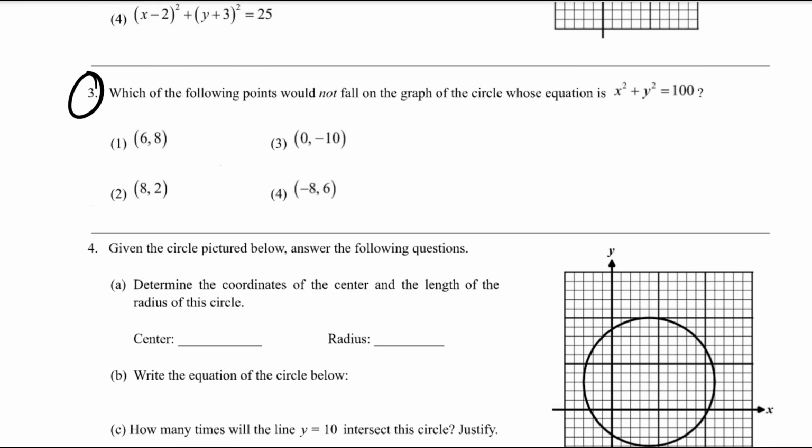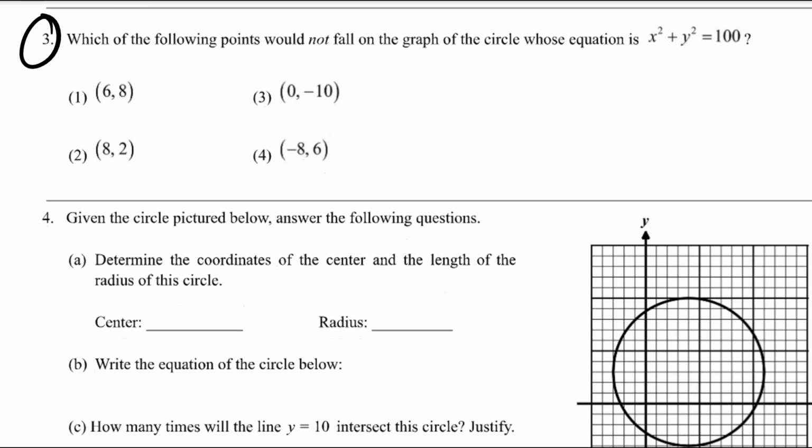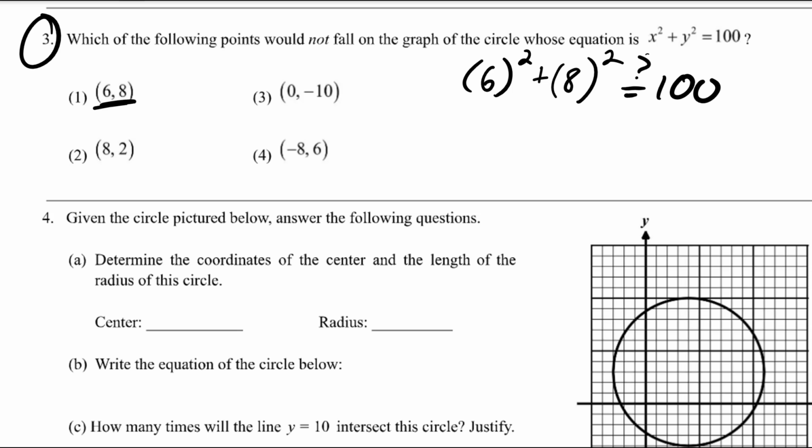For number 3, which of the following points would not fall on the graph? Well, this is a different type of question where algebraically, if a point, like let's just say (6, 8), is on the circle, then when I substitute in 6 for x and 8 for y, it should satisfy that equation. So let me check some things here. 6 squared is 36. 8 squared is 64, and I want to see if that's equal to 100. And if I add 36 to 64, bingo. So that point is on the circle.